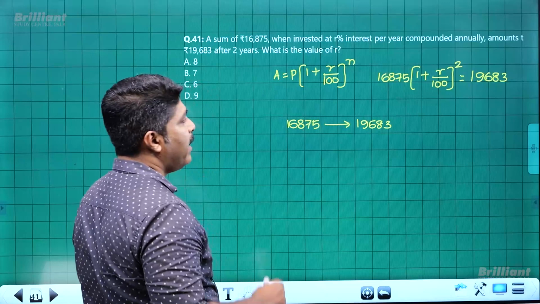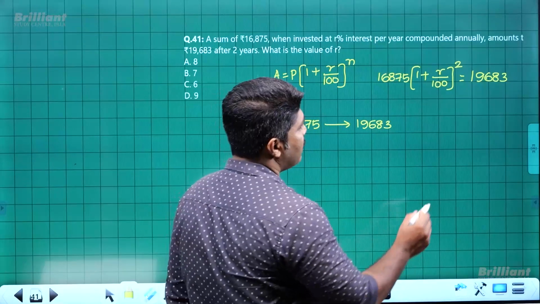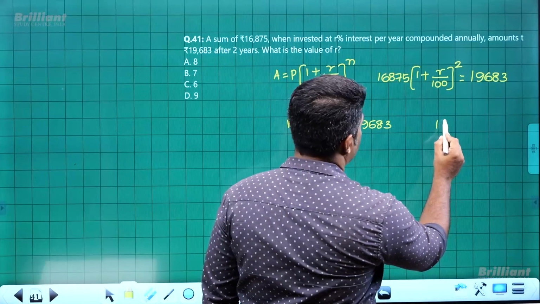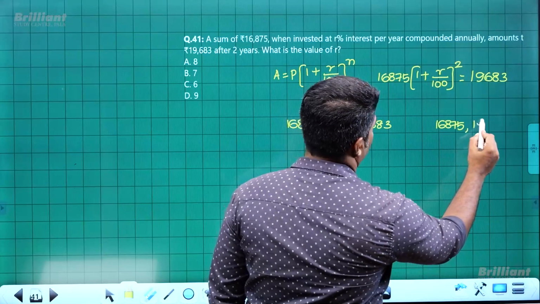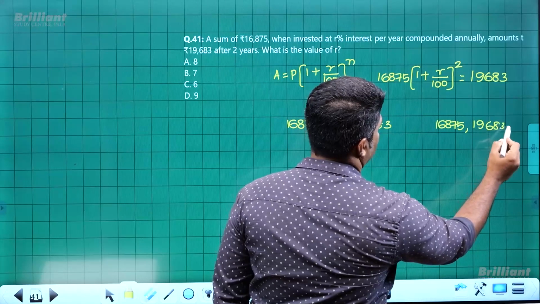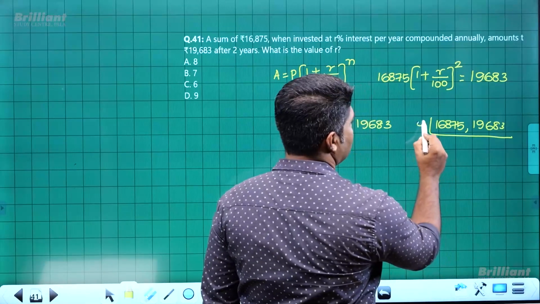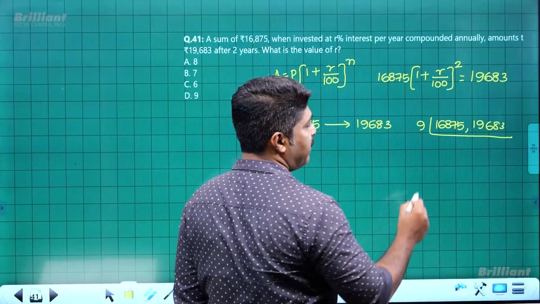So we are simplifying it by 9. So I just do the simplification like here. This is 16875 and this one 19683. Simplification. So these two values are divisible by 9. So we are dividing it by 9.